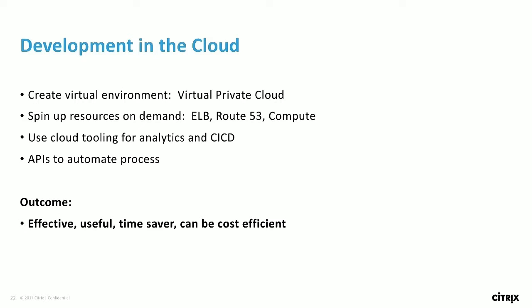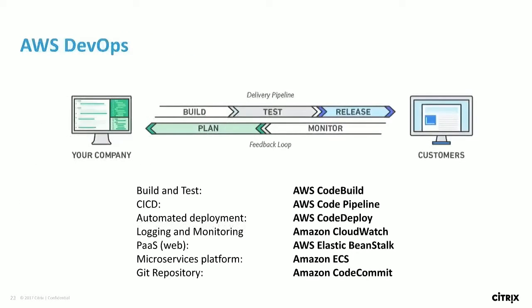So the outcome is an effective solution. It's useful, it's a time saver, and can be cost efficient. When I say it can be cost efficient, if you don't watch your bandwidth throughput and time consumption, the cost can go up, right? So what we're telling customers is, hey, this is a good way to go. You can do this. As you create more production environments, of course you can consume AWS DevOps tooling, right? That's not a bad thing. That's a good thing.